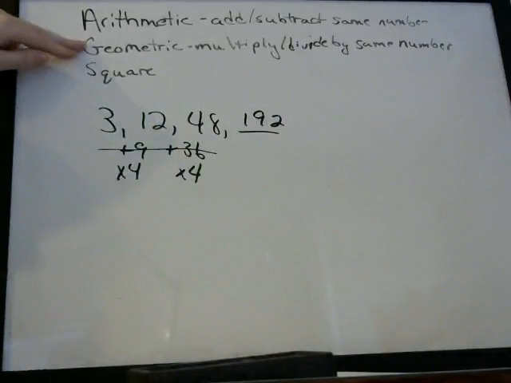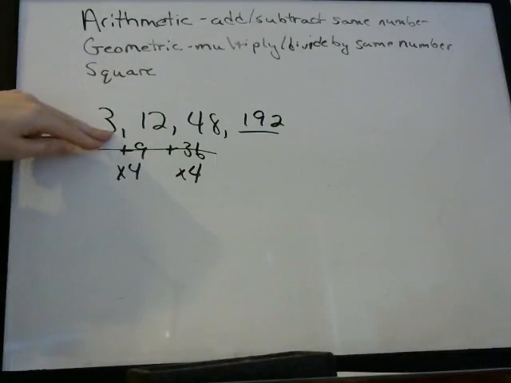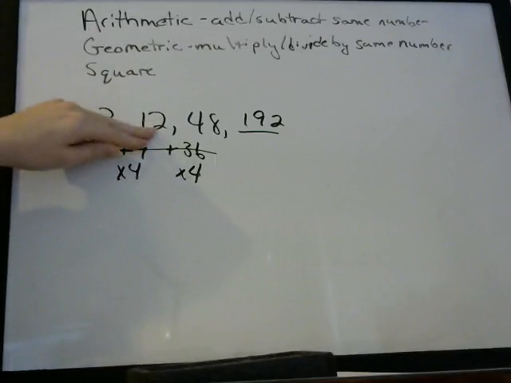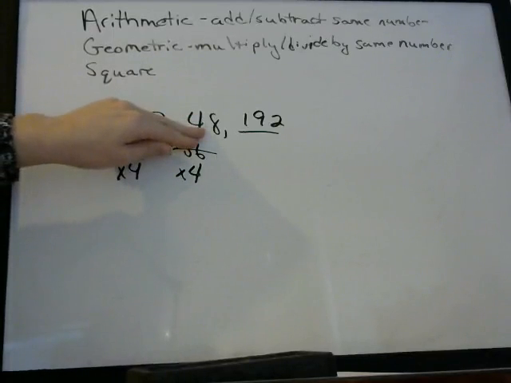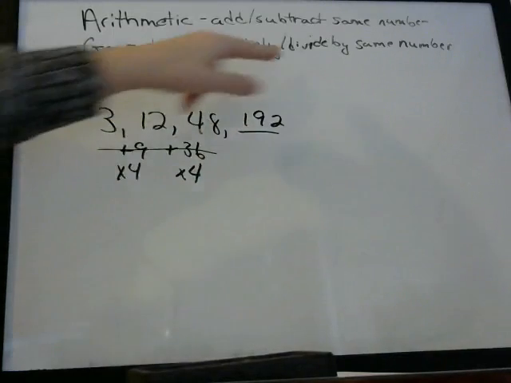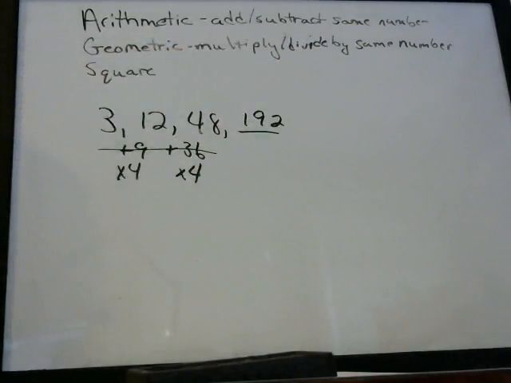This is a geometric sequence, where they're multiplying each number by the same number, in this case 4, to get the next number in the sequence. 3 times 4 is 12, 12 times 4 is 48, 48 times 4 would be 192. Similarly, you can do that with divide, or if you want to think of it as multiplying by a fraction.